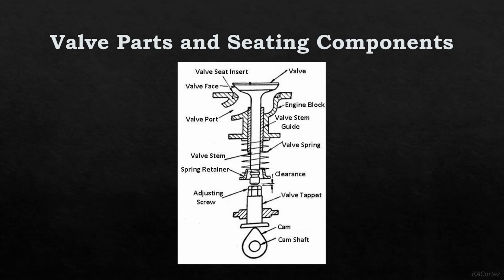Valve parts and seating components. The valve face. This is the portion of the valve that creates a seat at the intake and exhaust ports. The valve seat. It is a circular ring of hardened metal that provides a uniform sealing surface for the valve face.